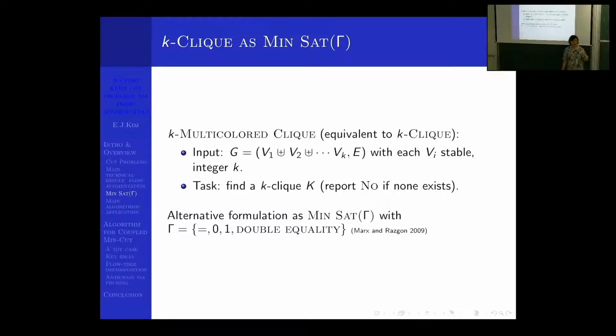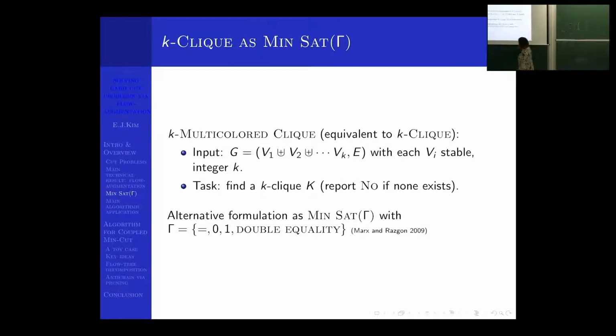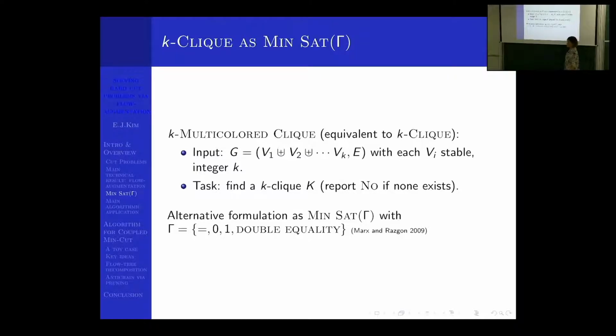If you have a k-clique, of course you have to choose exactly one vertex from each part. Each Vi is stable. Is it complete multipartite? Not complete multipartite, otherwise this problem is easy, since there is always a k-clique. So the edges between different parts can be arbitrary. And this problem is FPT equivalent. Furthermore, you can assume that each independent set has size exactly n.